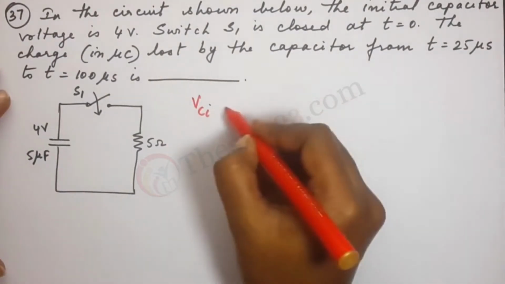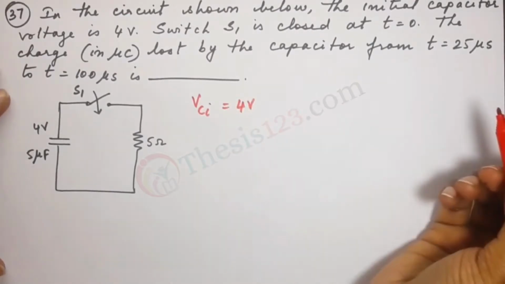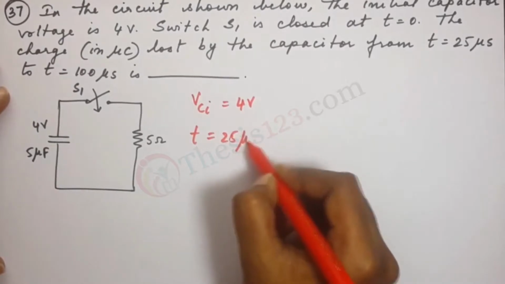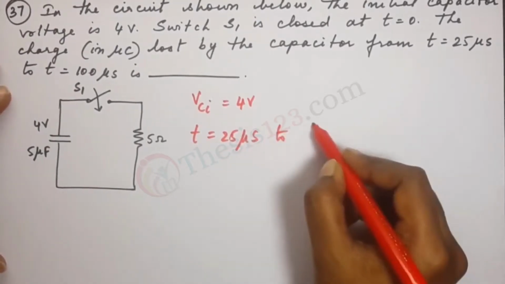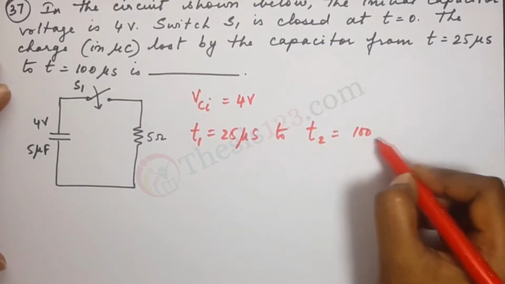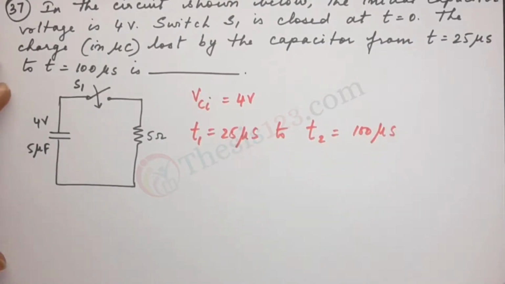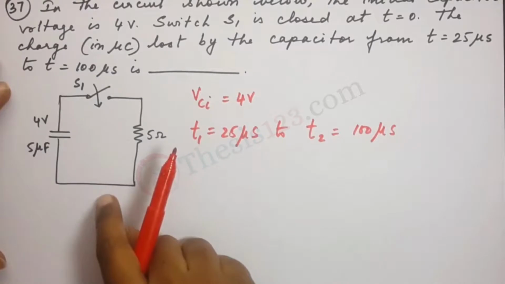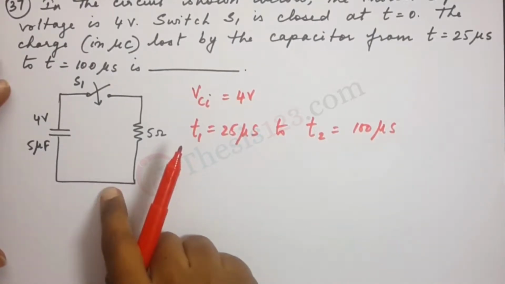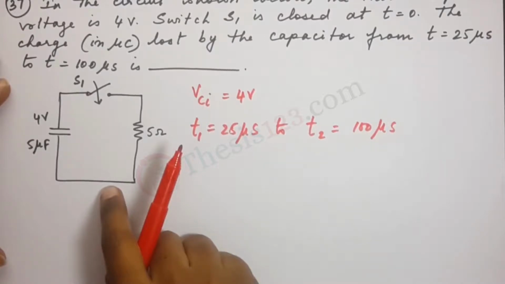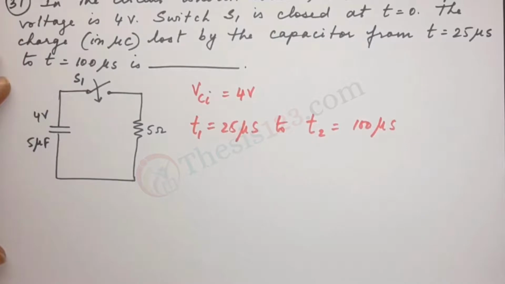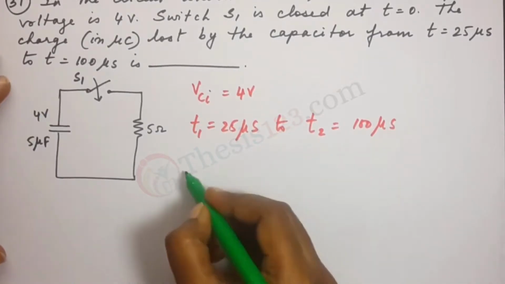VCI is equal to 4 volts. And then we have time from t1 equal to 25 microseconds to t2 equal to 100 microseconds. Now for this equation, let's write down the current equation when the switch is closed. This is important because this is a standard formula.